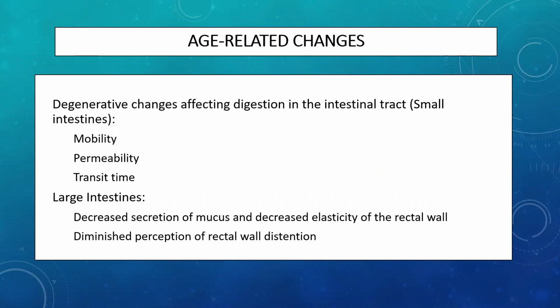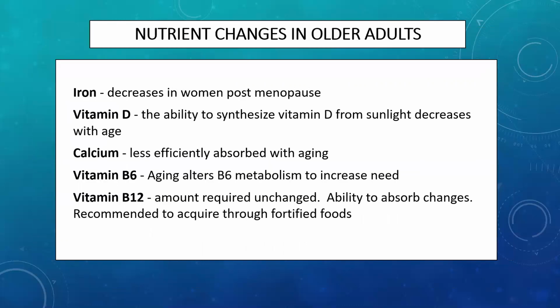Degenerative changes affecting digestion in the small intestine: a decrease in motility, permeability, transit times, everything's slowing down a little bit. In the large intestine, there's a decrease in the secretion of mucus and the elasticity of the rectal wall, and they cannot always perceive when the rectal wall is distended. So hence we have people who are constipated and or people who are incontinent.